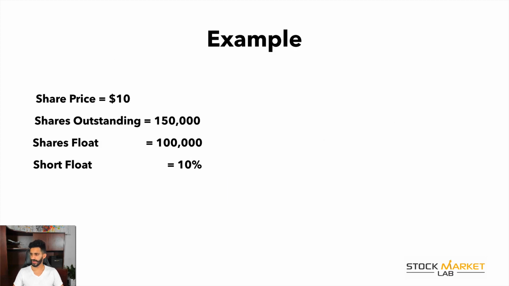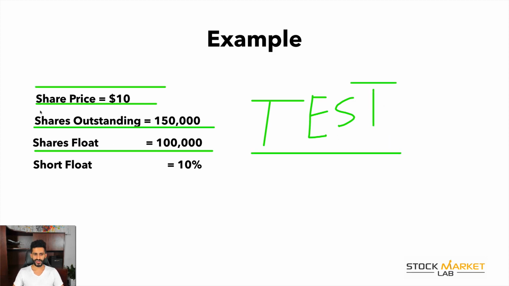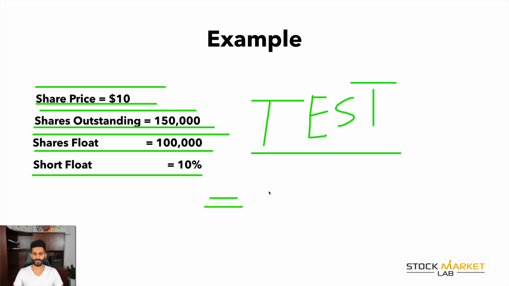Now, let's go over an example. Let's say we have a stock with a share price of $10. Shares outstanding is 150,000. Shares float is 100,000. So this is time for a test. Let's understand if you understood everything we went over. The share price is $10. Shares outstanding is 150,000. Shares float is 100,000. And the short float is 10%. What is the market cap?